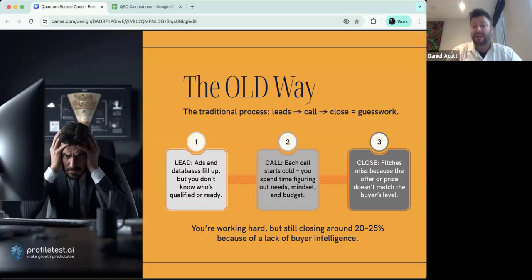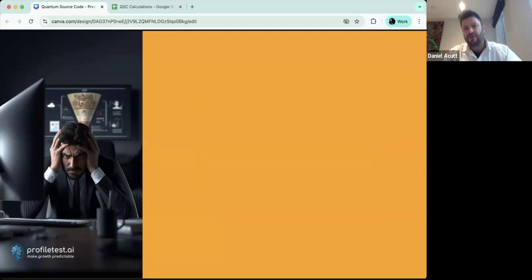So if that's your current model, you're going through warm-ups, you're going through experiences, you're going through the whole thing, but that's okay. It's actually still potentially working for you. But what we want to do is make it really smarter, so that without increasing your lead base, you can actually look at converting more of those specific people. So this is the old way, and now we're going to talk about the quantum source code way.